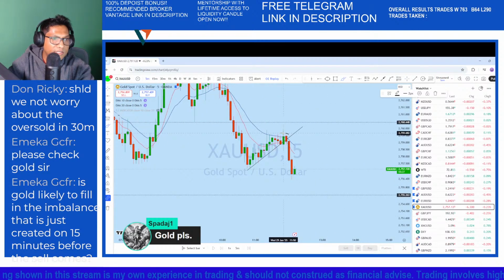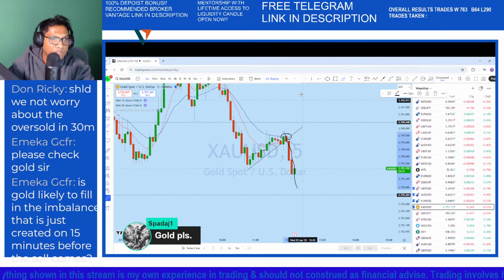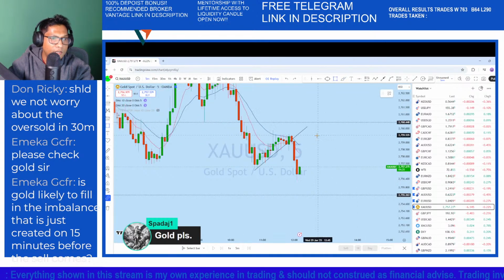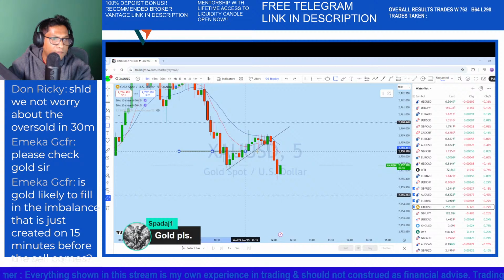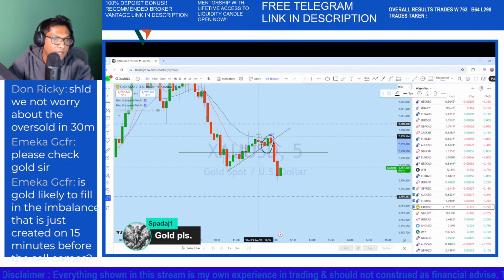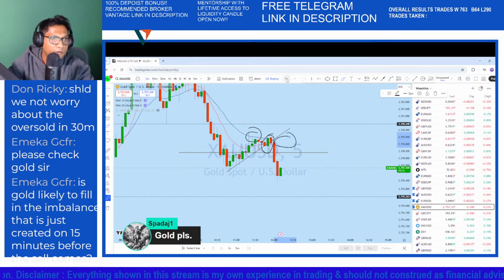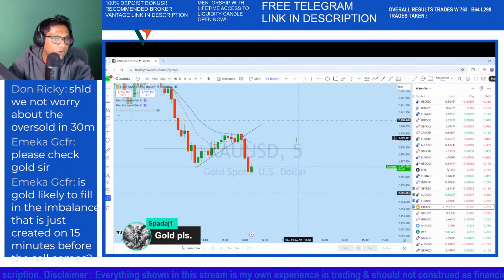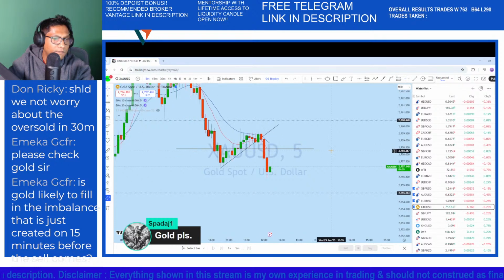From this resistance here, you can see a pretty strong drop to that support level, and here is the neckline of this head and shoulder. So this is the head, left shoulder, and the right shoulder. And with that head and shoulder, there is a support here.